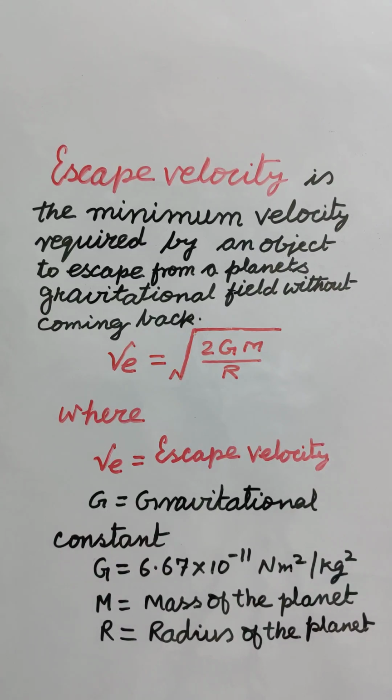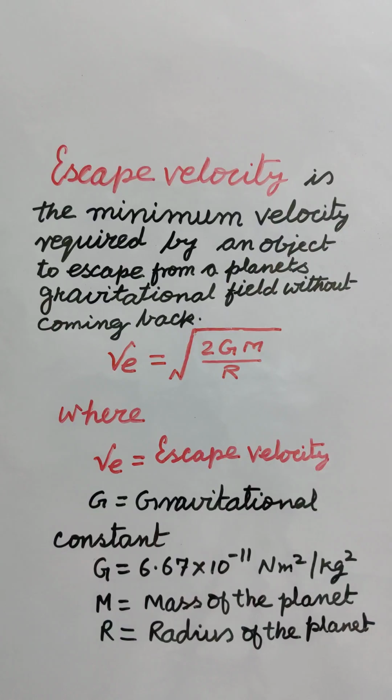Escape velocity is the minimum velocity required by an object to escape from a planet's gravitational field without coming back. Here VE is equal to square root of 2GM upon R, where VE is escape velocity, G is the gravitational constant, which is 6.67 into 10 to the power minus 11 Newton meter squared per kg squared. It is the universal gravitational constant, and M is the mass of the planet, whereas R is the radius of the planet.